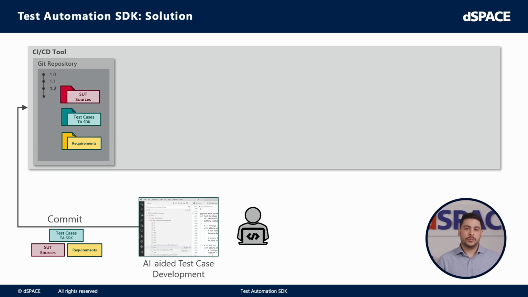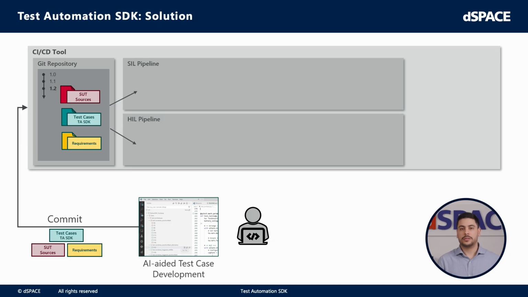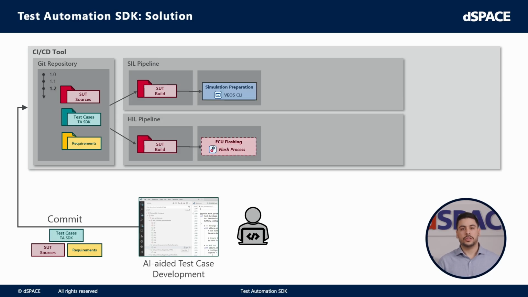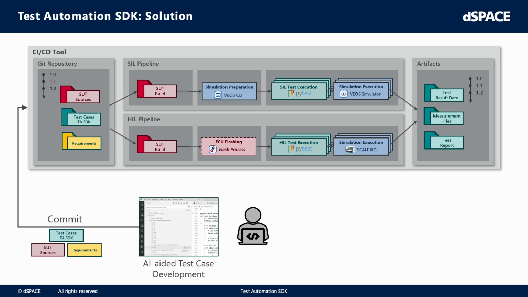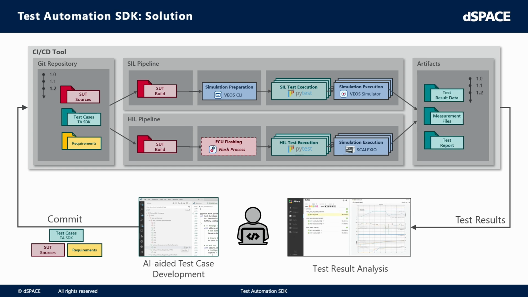After committing this, you will trigger two pipelines, one to test the newest changes in a SIL environment, and one to test the newest changes on a HIL environment. And because you're using the Test Automation SDK, you don't have to rewrite the tests or worry about the difference in configurations between the two environments. You just use the same test cases and run them in both environments in both pipelines. After this test execution is over, you can then get the results and start the analysis process.